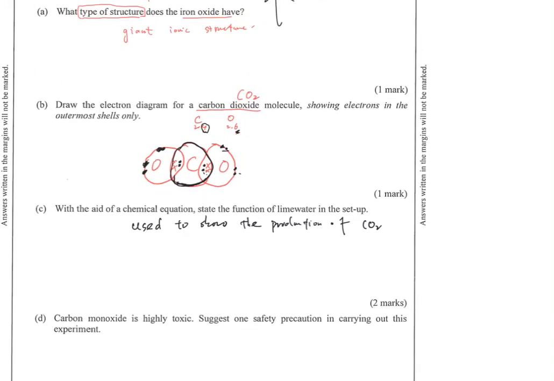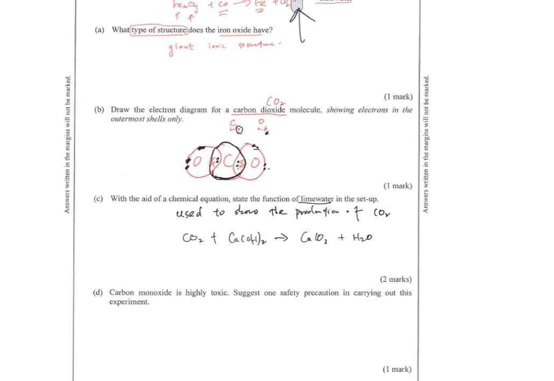So the equation is CO2 plus lime water, we know it's Ca(OH)2. So bear in mind lime water is Ca(OH)2(aq). It changes to form CaCO3, calcium carbonate, which is the white precipitate, plus water, okay? Suppose this equation, you don't need to balance already.